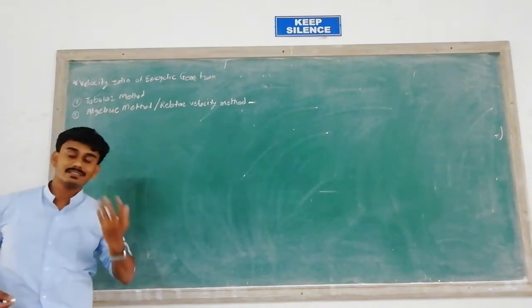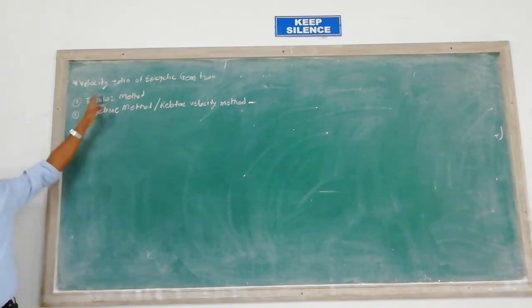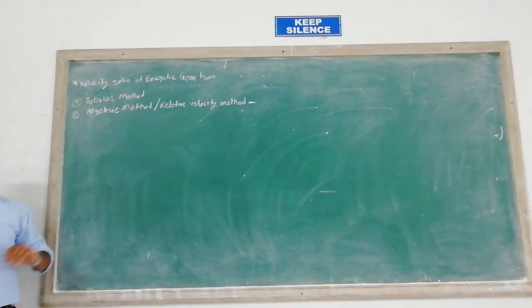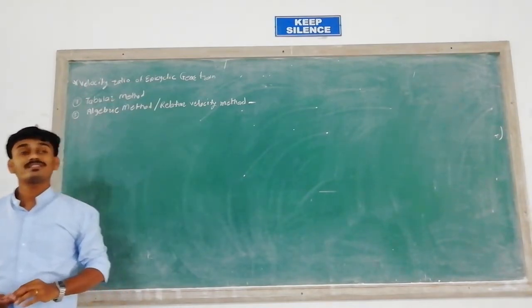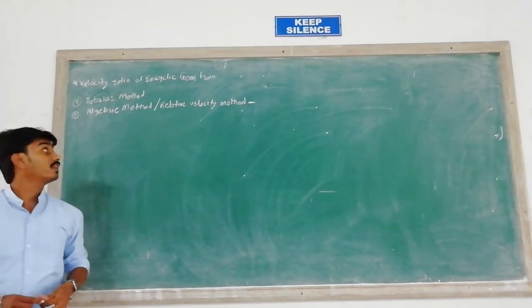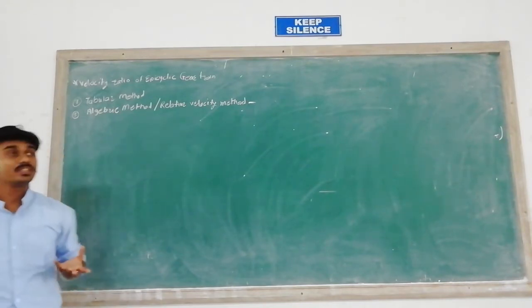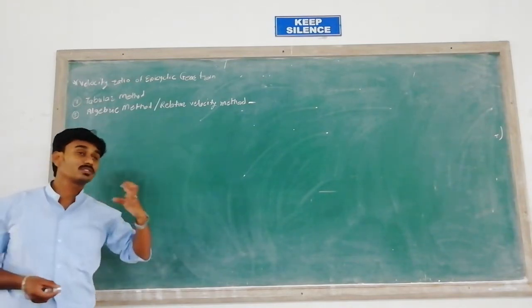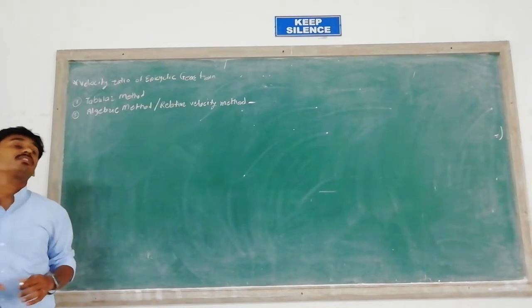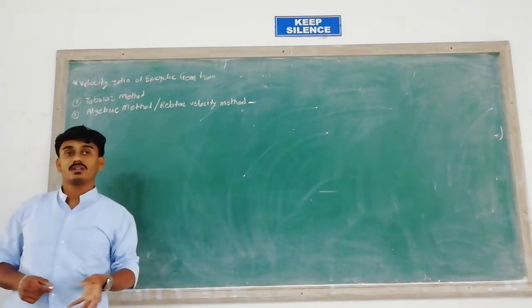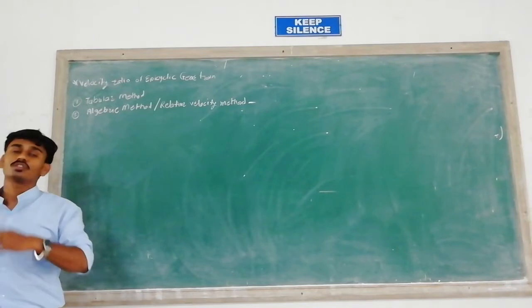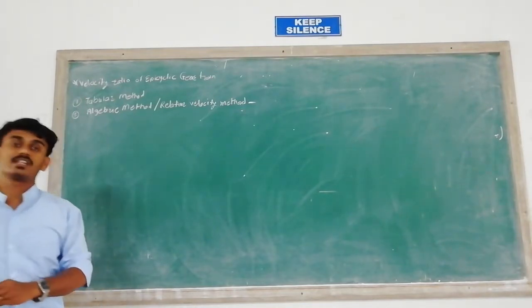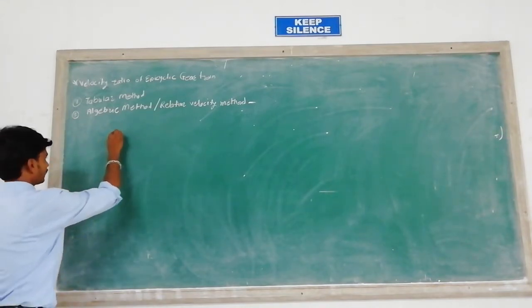The second method to find the velocity ratio of the epicyclic gear train is called the algebraic method or relative velocity method. So what is the algebraic method? In this method we find the velocity of one gear with respect to the other gear. Suppose there are two gears A and B, and gear A is rotating and the other gear is fixed, then we find the velocity of one gear with respect to the other gear. So we will start here.